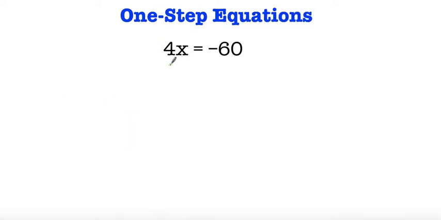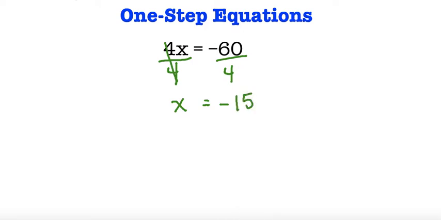So in this case, where I have 4 times x is equal to -60, I could simply divide by 4. And we know that 4 divided by 4 is equal to 1. And I don't have to write 1x out because 1x and x are the same thing. And whatever I do on one side, I have to do on the other side. So -60 divided by 4 is equal to -15.